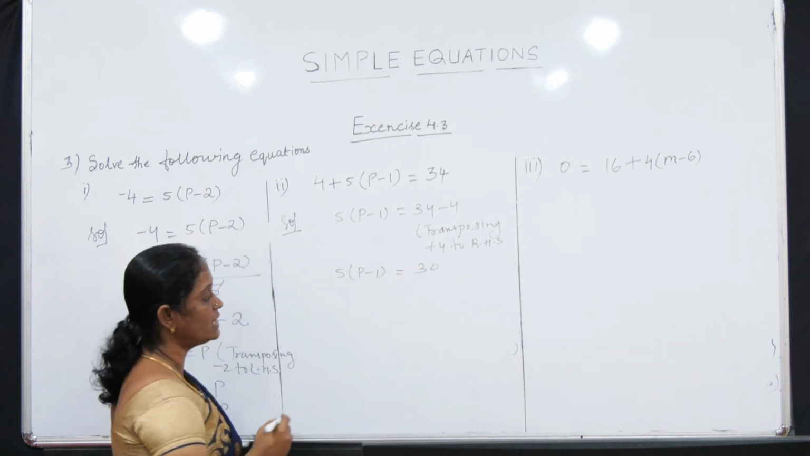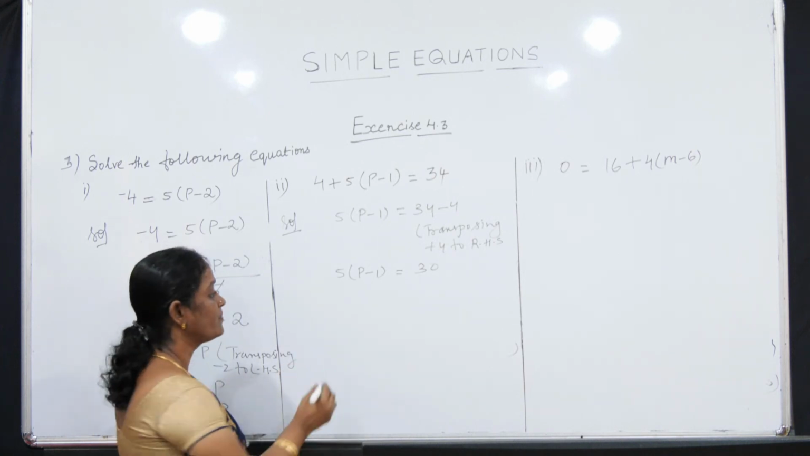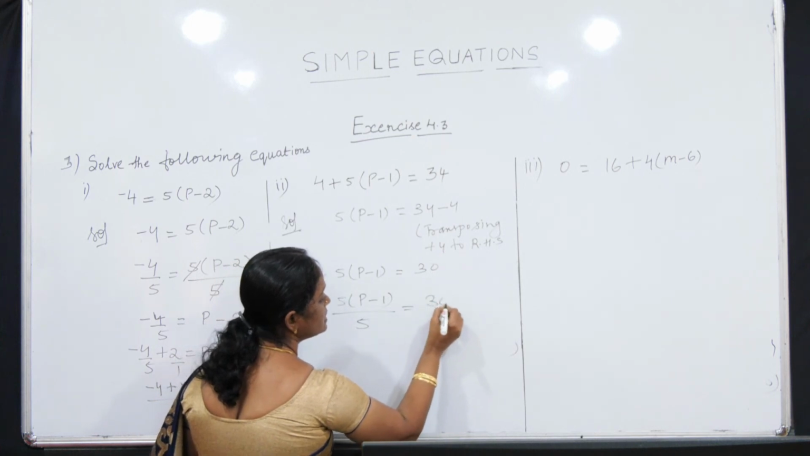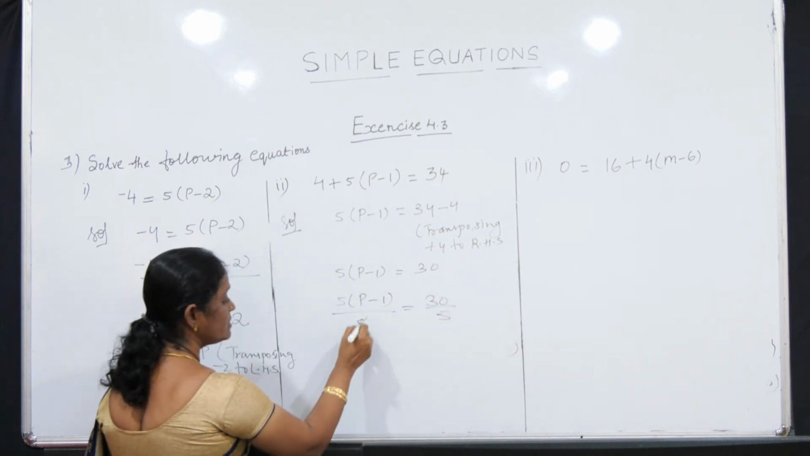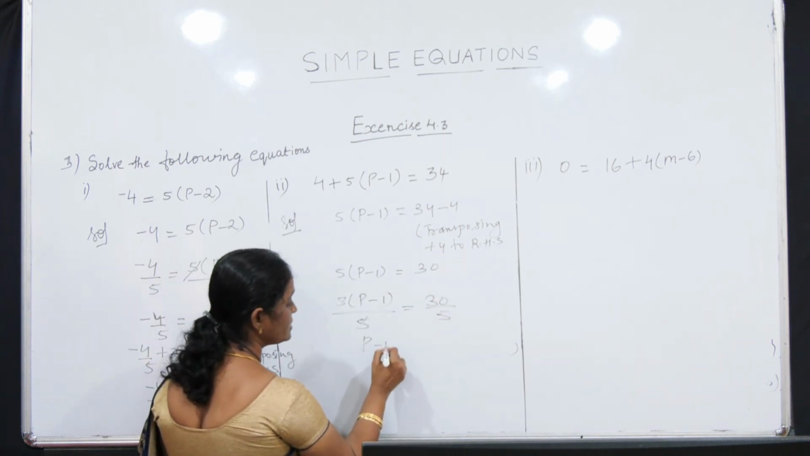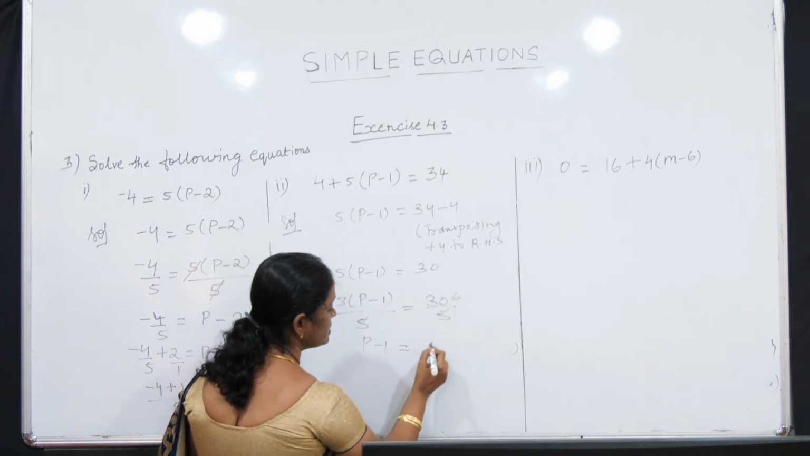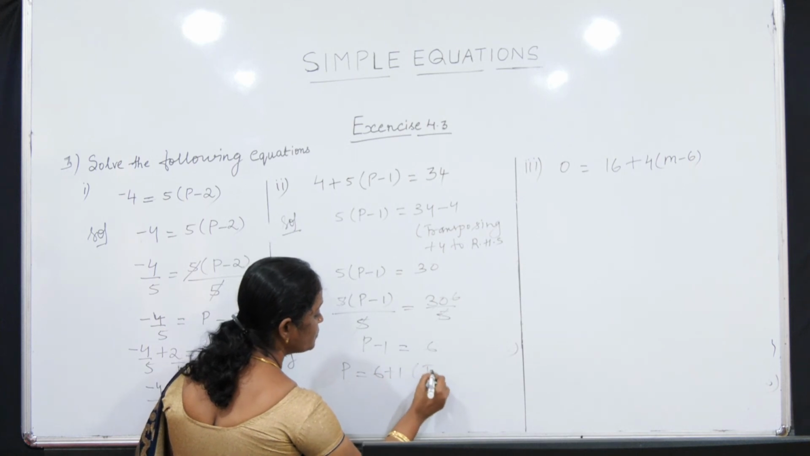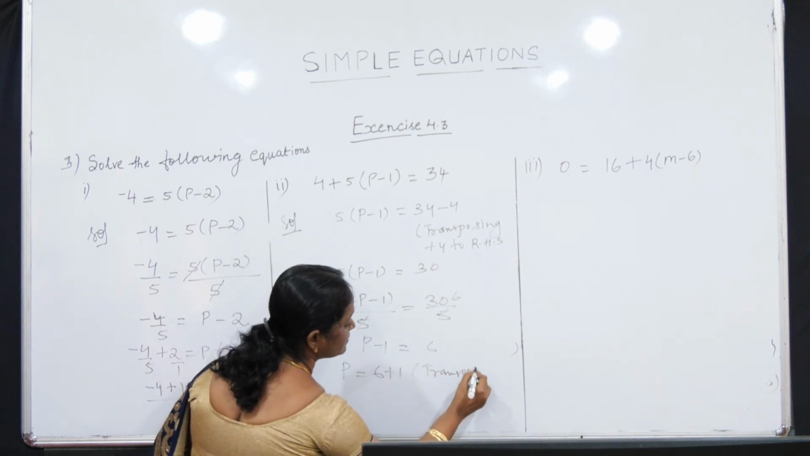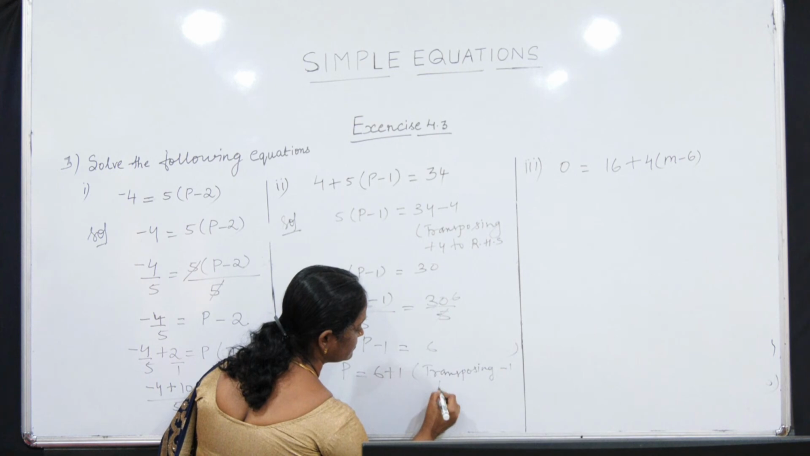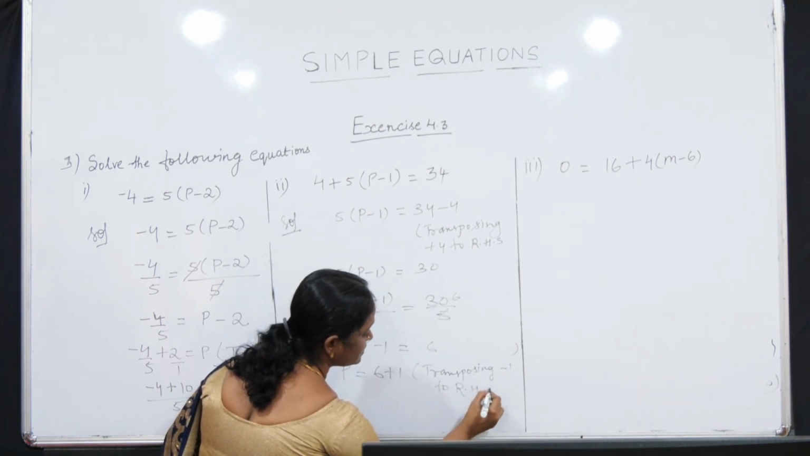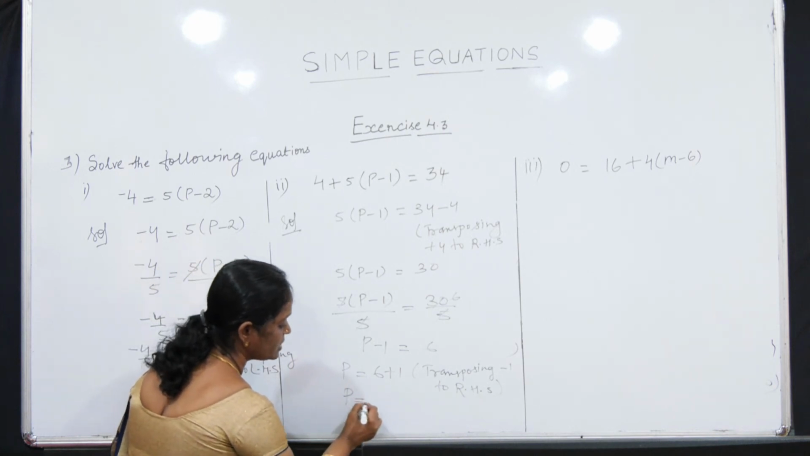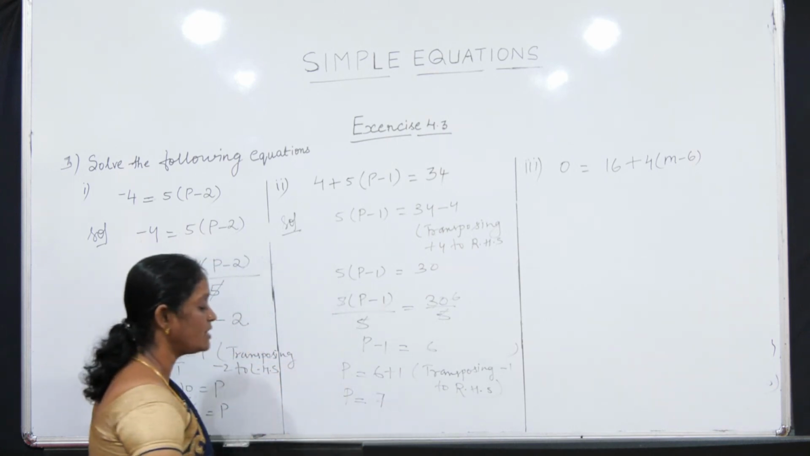Now dividing both the sides of the equation by 5. 5 into p minus 1 divided by 5 is equal to 30 divided by 5. Here 5 will get cancelled. P minus 1 is equal to 6. Now p is equal to 6 plus 1. Transposing -1 to RHS. -1 को जब हम RHS में ट्रांसपोज करेंगे, इसका साइड चेंज करेंगे, it becomes +1. So the solution to the given equation is p is equal to 6 plus 1, that is 7.